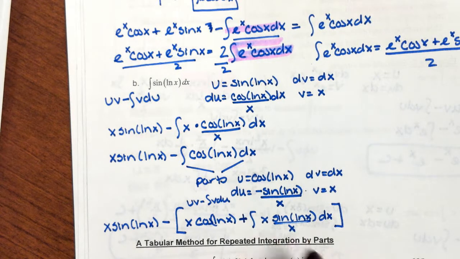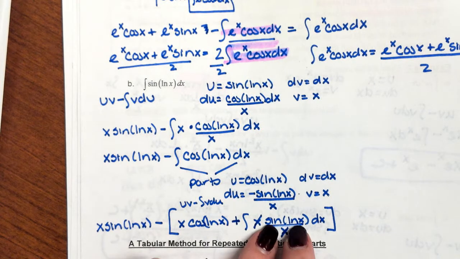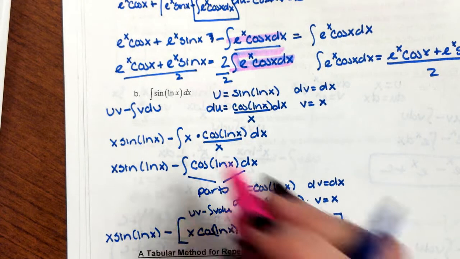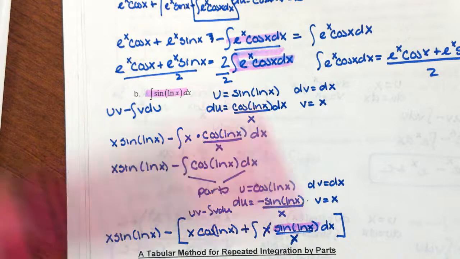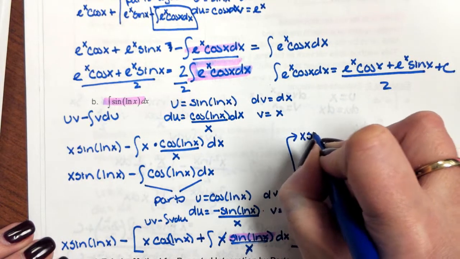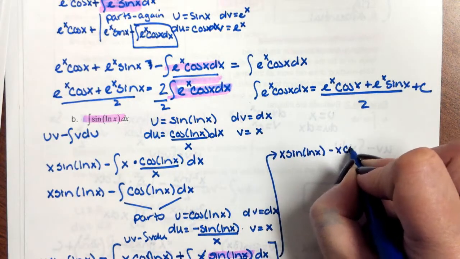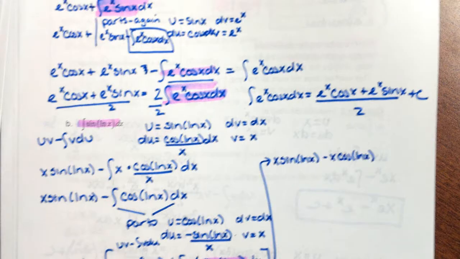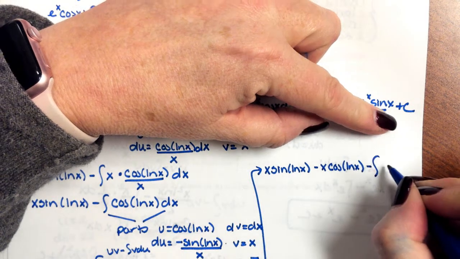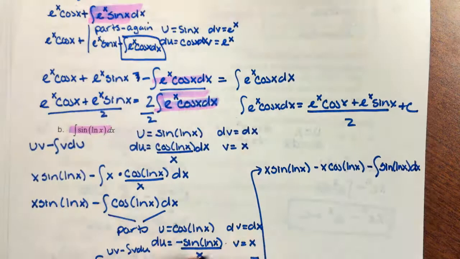So now if I clean up this integral, I know the x's are going to cancel. Now notice the sine of natural log of x, I am back to where I started from. So I need to distribute this subtraction sign. So I have x sine of the natural log of x, minus x cosine of the natural log of x. So remember, this became a plus, so I distribute, that's a minus integral of sine of the natural log of x dx.